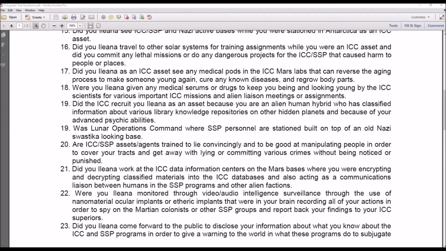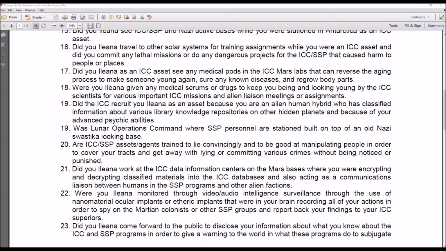Are ICC/SSP assets agents trained to lie convincingly and to be good at manipulating people in order to cover your tracks and get away with lying or committing various crimes without being noticed or punished? Yes.